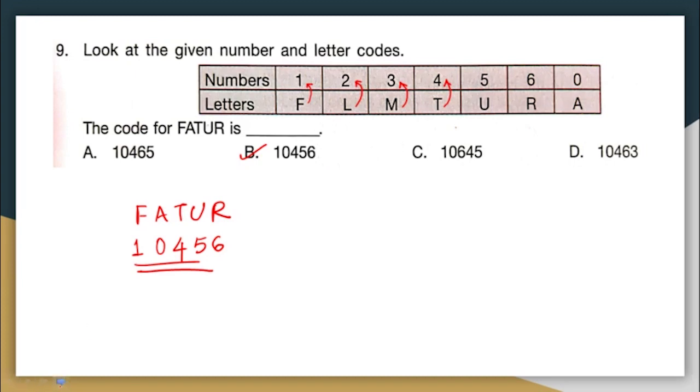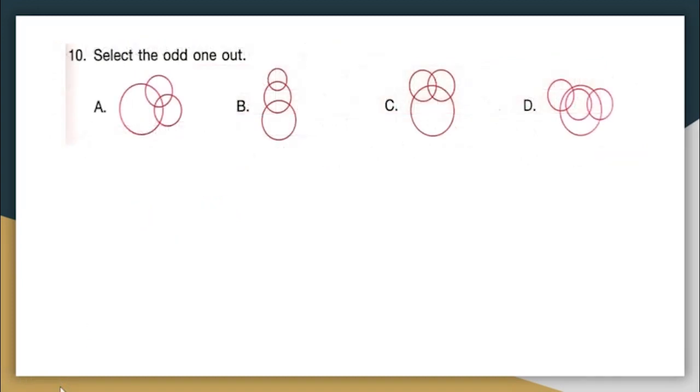Next one. Select the odd one out. So if you look at this question, the correct answer here will be option D. Why? See, they are asking us to find out which is the odd one out among the given figures. And if you see, in options A, B and C, there are only 3 circles. But option D has how many circles? It has 4 circles. So that is your odd one out.